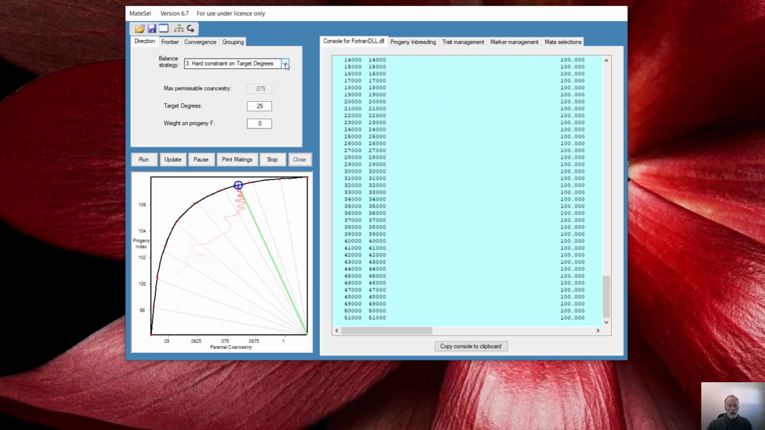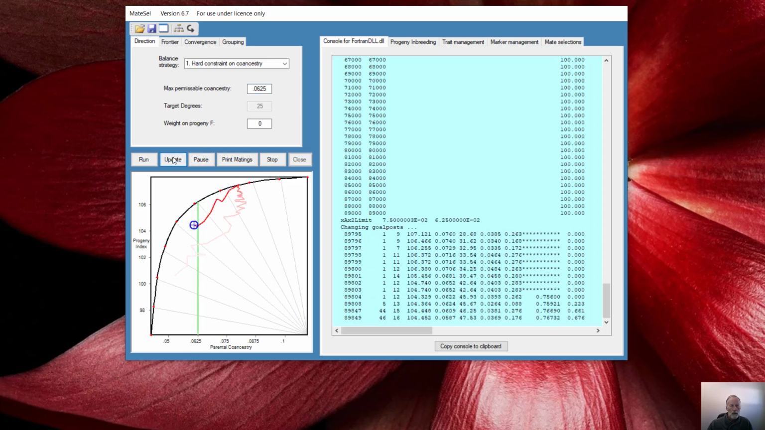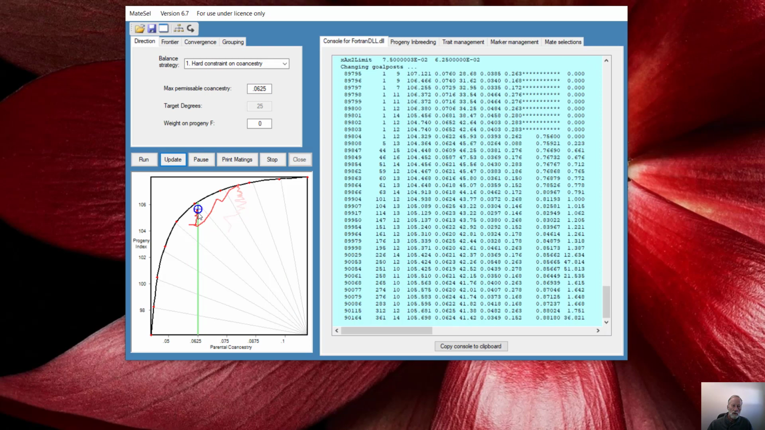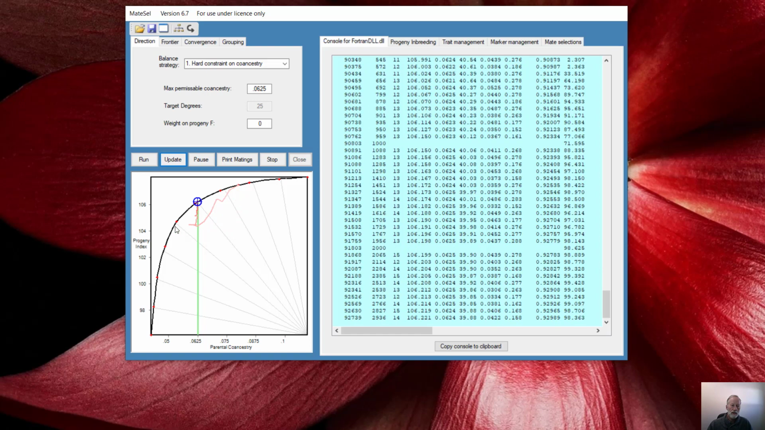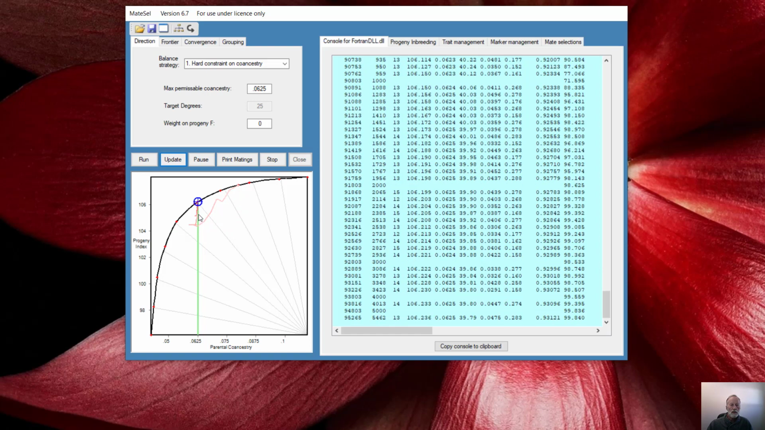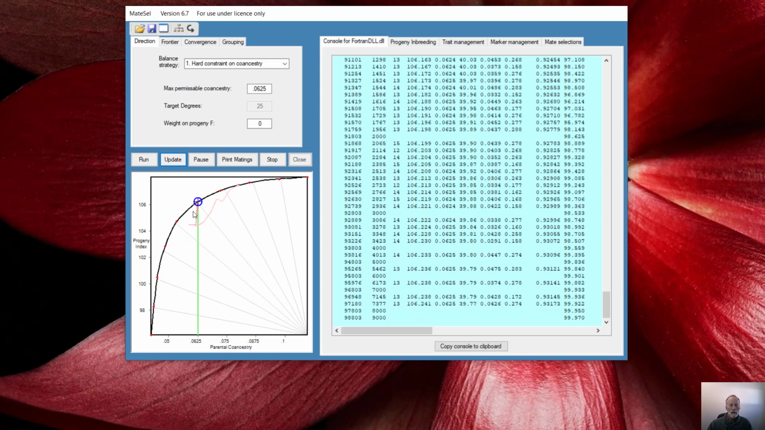Right, now let's go and look at a different policy, a hard constraint on co-ancestry. And that means we now have the maximum permissible co-ancestry text box enabled. So we can put something in there. And let's put in 0.0625 co-ancestry units. And we can see that Matesel gives us the best possible genetic gain given the constraint that you must be lower co-ancestry than that green line. And that's a hard constraint, meaning you can't jump over it at all.